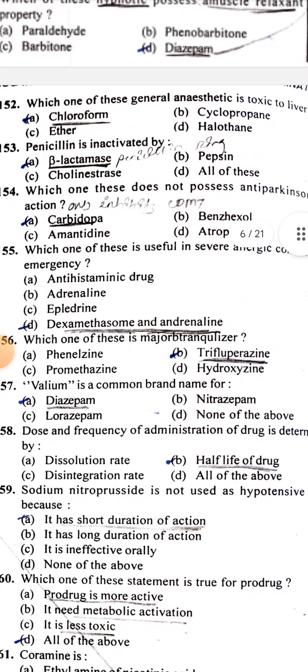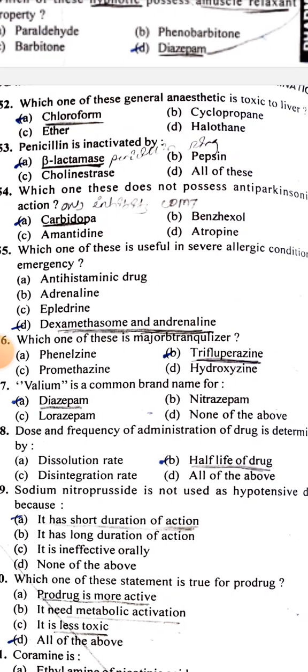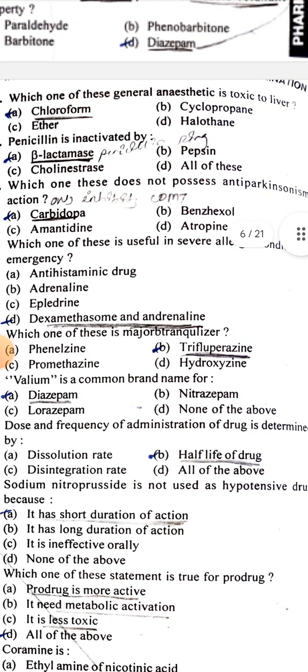Which one of these general anesthetic is toxic to liver? Chloroform. Penicillin is inactivated by beta-lactamase. Which one of these does not possess anti-Parkinsonism action? That is carbidopa. Which one of these is useful in severe allergic condition and emergency? Dexamethasone and adrenaline.